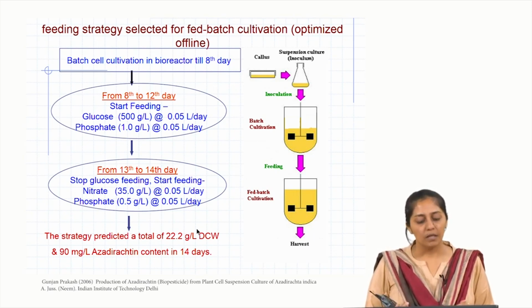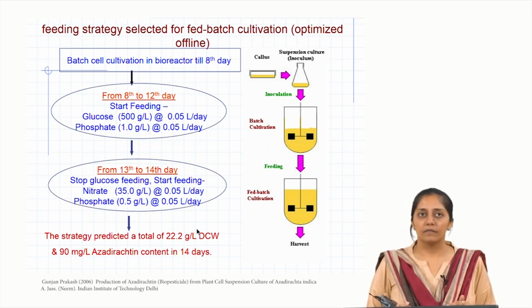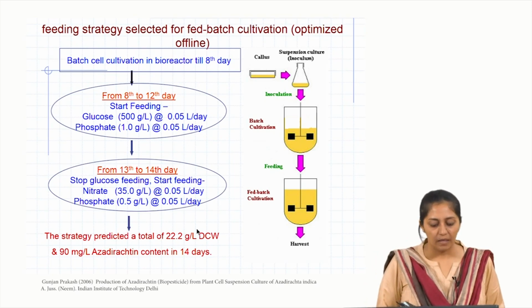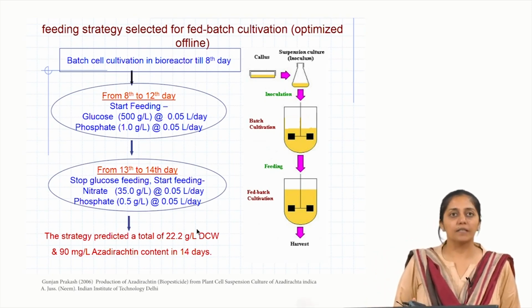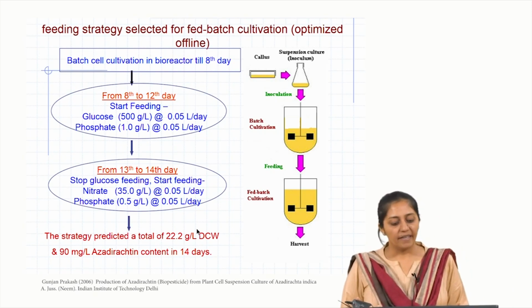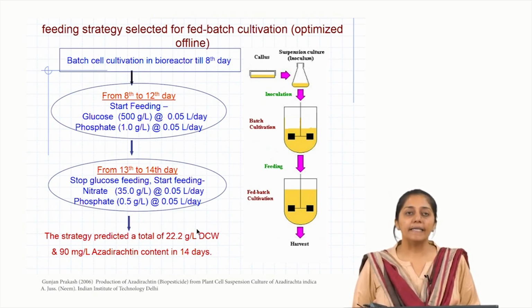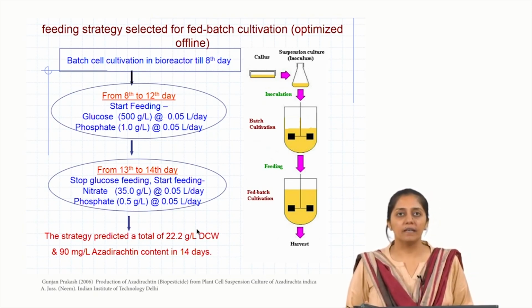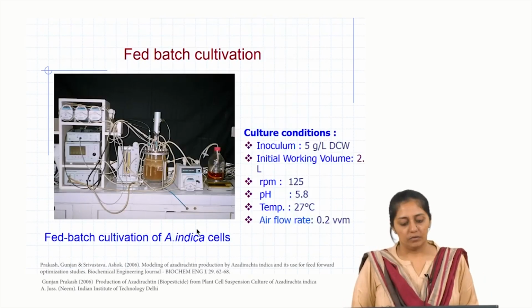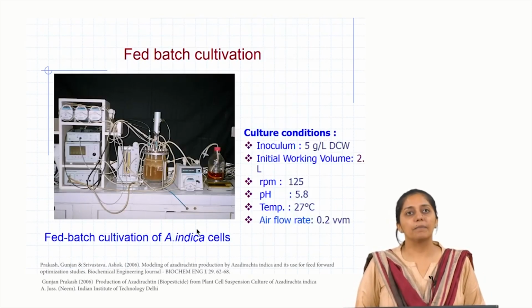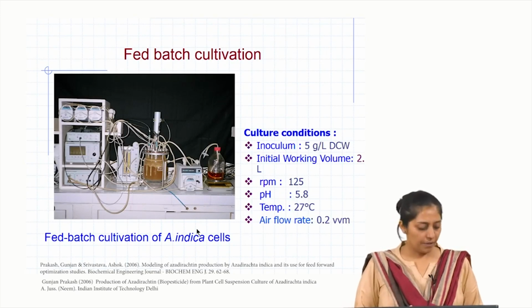So, if you notice, the glucose feeding was stopped, the phosphate feed concentration was reduced, and the nitrate feeding was started. This strategy, as predicted by the model, gave a total of nearly 22 grams per liter of biomass and 90 milligrams per liter of azadirachtin in 14 days. So, these were the conditions used for the fed batch cultivation, which was then experimentally validated.